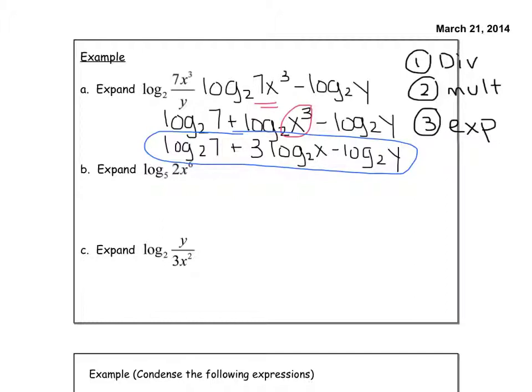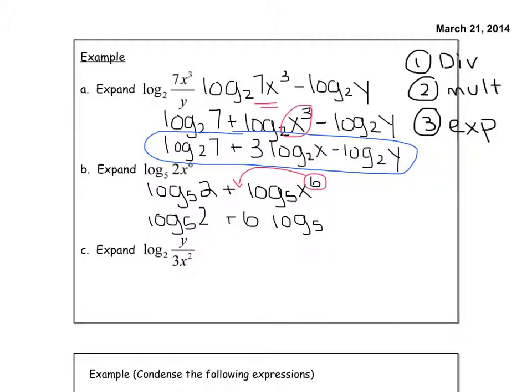So when you look at the next example, if I want to expand that, there's no division, so I'm done. I don't have to do the first step. So then the second step says I need to get rid of the multiplication. So to expand with the multiplication, it's log base 5 of 2 plus log base 5 of x to the 6th. So I expanded the multiplication and got rid of it. Then the last step is to expand the exponent. So the exponent needs to come out front. So it's log base 5 of 2 plus 6 times log base 5 of x. So now since you don't have any exponents, you don't have multiplication, you don't have division, the problem is fully expanded and you are done.